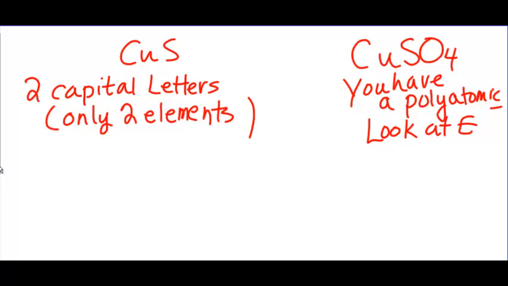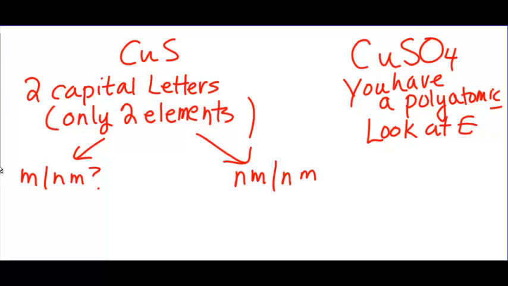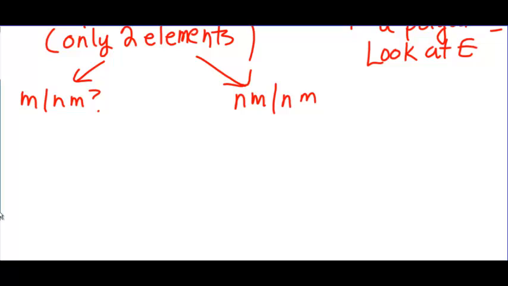If there are only 2 capital letters, you are going to determine what they are. Is it a metal and a nonmetal, or is it 2 nonmetals? Because you name them differently. Is it ionic, or is it covalent? That's the next question you ask. Is it a metal to a nonmetal, or is it nonmetal to nonmetal? Because again, depending on what it is, you have to use different rules to name them. What is this one? Metal to nonmetal. So let's go through the metal to nonmetal rules.